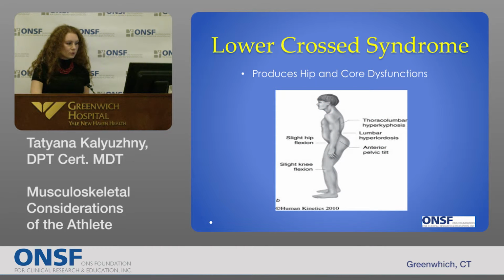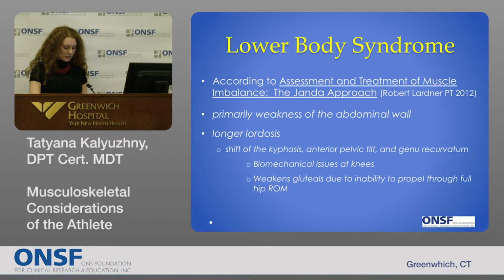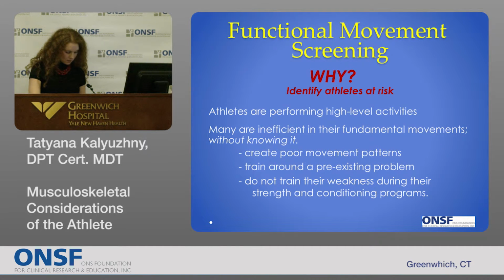Lower cross syndrome produces hip and core dysfunctions. According to a study by Ladner in 2012, lower cross syndrome primarily presents with a weakness of the abdominal wall, a longer lordosis. This causes shift of kyphosis and inability of the hip to propel through full hip range of motion.